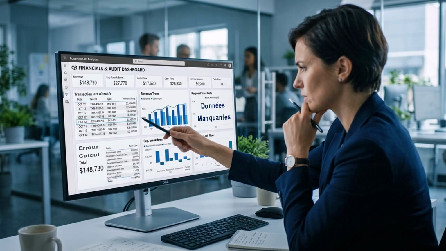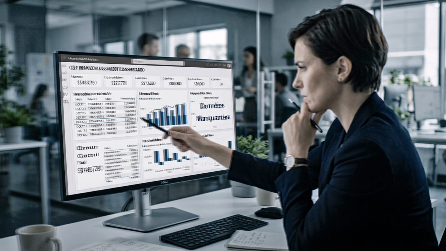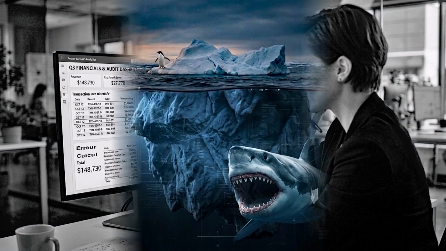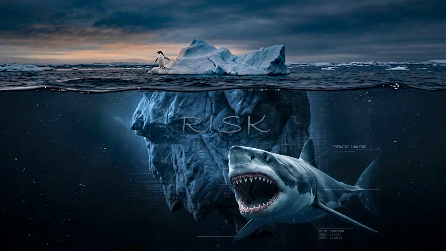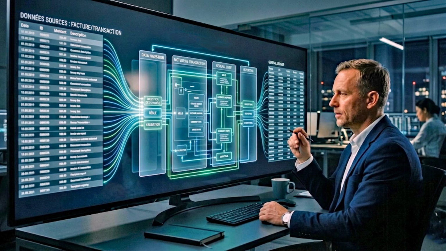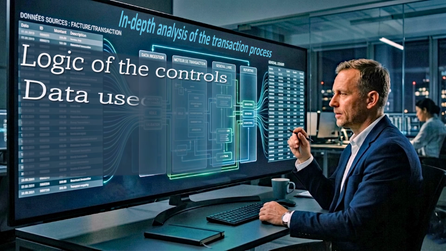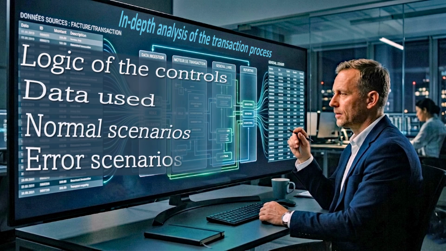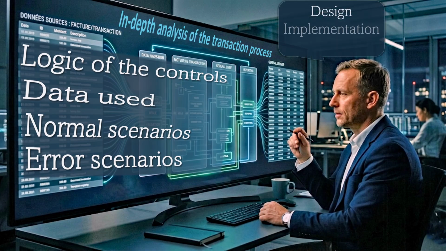The consequences are immediate. Duplicate transactions, calculation errors, management reports based on incomplete information, and above all, a problem that remains hidden until the day it becomes critical. At this stage, the auditor's role is changing. It is no longer limited to verifying whether a control exists. Instead, the auditor seeks to understand how it actually works. In other words, they analyze the logic of the control, the data used, normal scenarios, as well as error scenarios. Why? Because an automated control is only reliable if it is well designed, properly configured, and truly effective in practice.